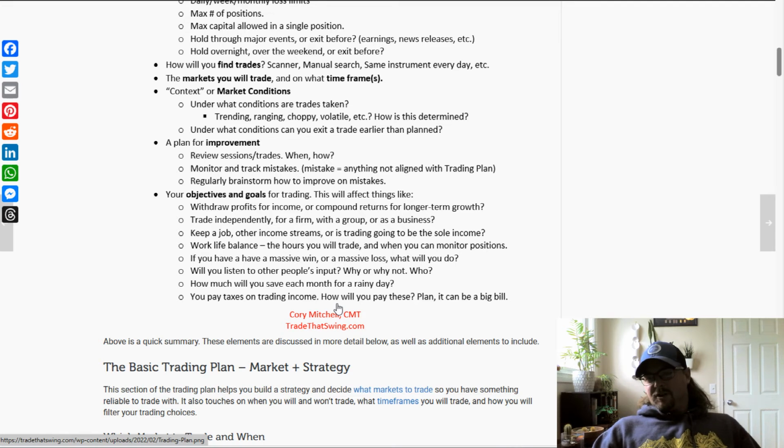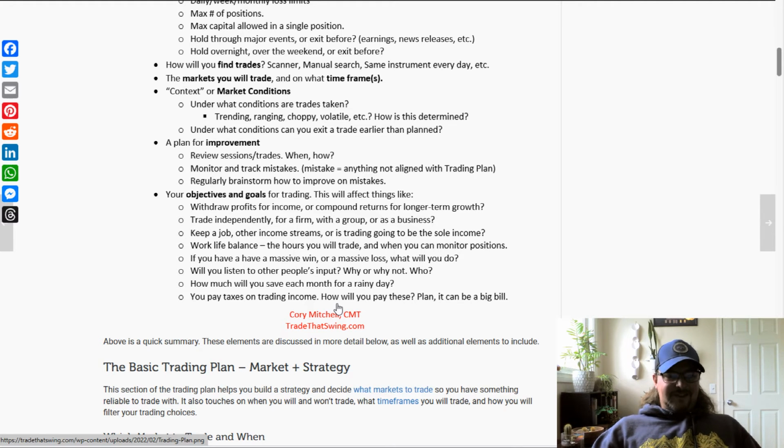How much will you save each month for a rainy day? Savings very important. Trading is not a fixed income type business in the sense that you're going to make the same each month. It's not like a salary. So you might make a lot this month, you might lose some next month, you might have a big month the following month, you might make a little bit the following month. You know, it goes up and down. It's not going to be the same each month. So consider that. How much are you going to save? Just like any other job, you need to save.